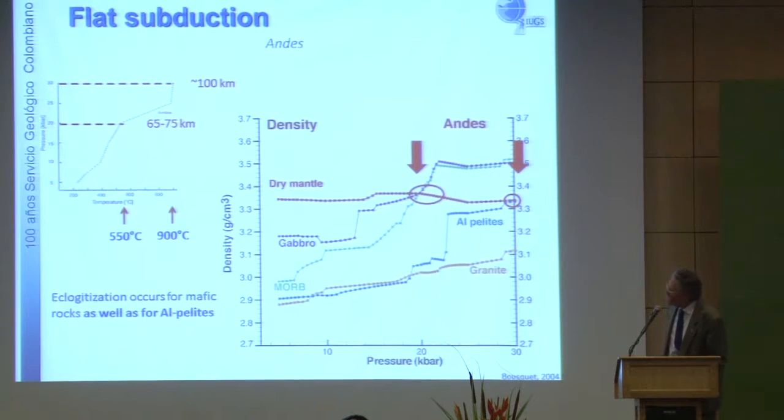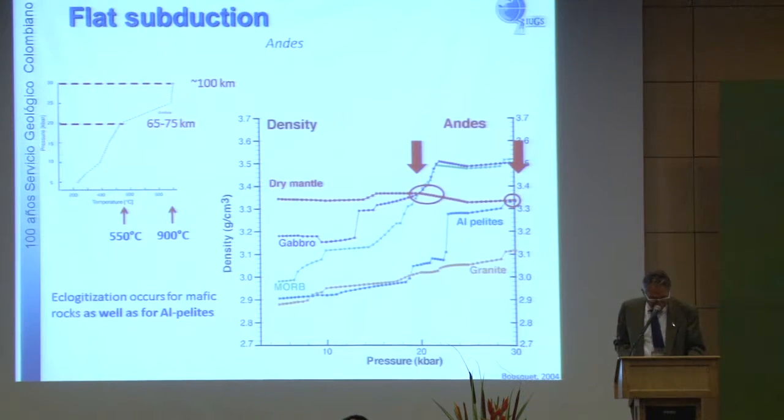And finally, let's look at a flat subduction as it occurs in the Andes. Again, you see that gabbro and MORB are crossing the dry mantle conditions at relatively shallow depths, 60 to 70 kilometers, 550 degrees. But here you can see that even aluminous pelites, aluminum-rich pelites, are eclogitizing, this time at very big depths and at higher temperatures.